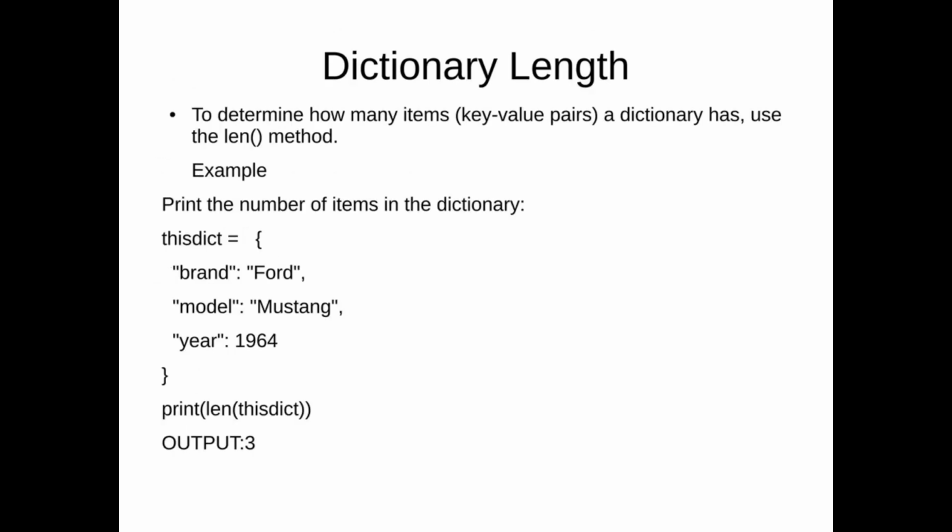Dictionary length: to determine how many items, key-value pairs, a dictionary has, use the len method. Example: print the number of items in the dictionary. Here there are three, so print the length of this dictionary. The number of items should be displayed: the brand, model, and year. So the output 3 should be displayed as the dictionary length.